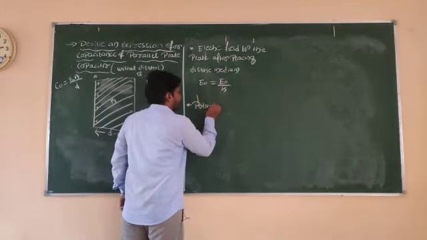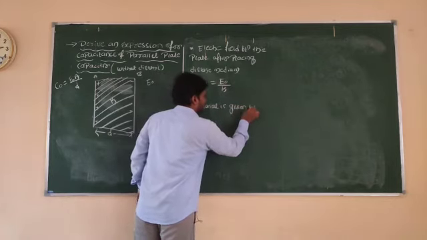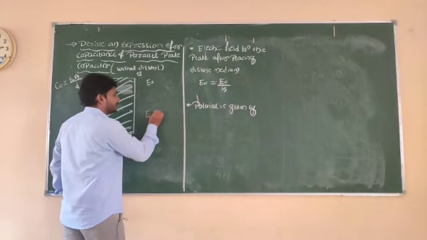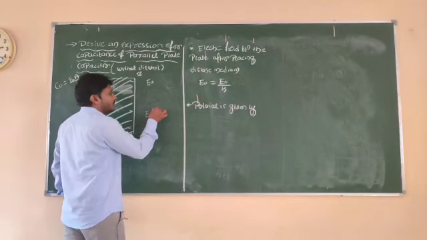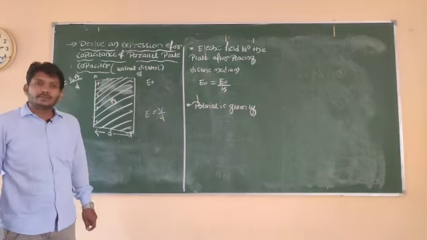Potential is given by... So what is the relation between field and potential? So E is equal to what? E is equal to V by D here.